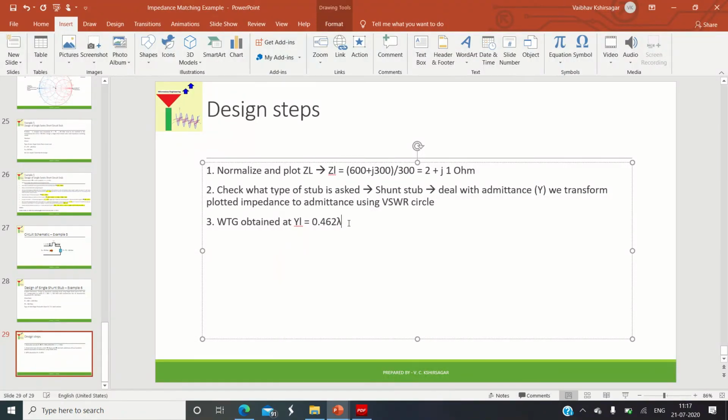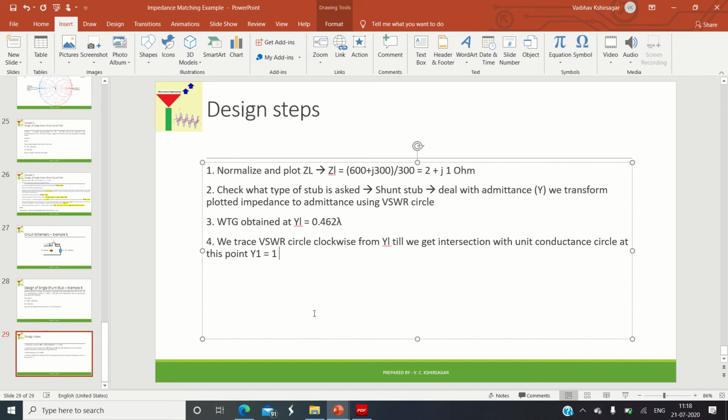So here I will write: we trace the VSWR circle clockwise from VSWR bar till we get the intersection with the unit conductance circle. At this point we write y1 bar. This y1 bar real part will always be 1.